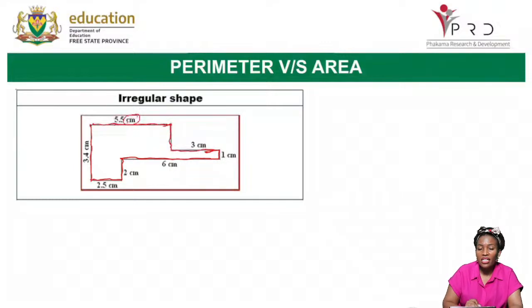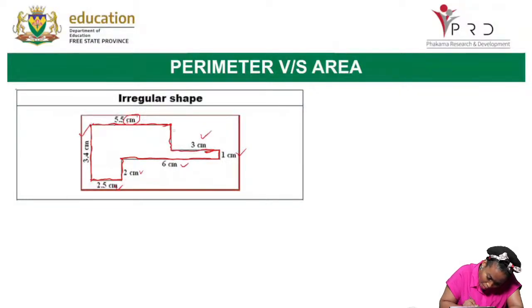All of them are in centimeters. Apologies for that. That means that we are happy our units are the same. So let us see now if we've got all the sides. We've got this side, we've got this side, we've got this side, we've got the 6, we've got the 1, we've got the 3, but now we are missing this side.